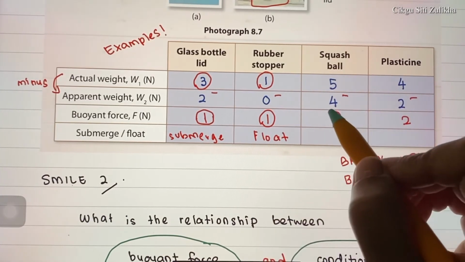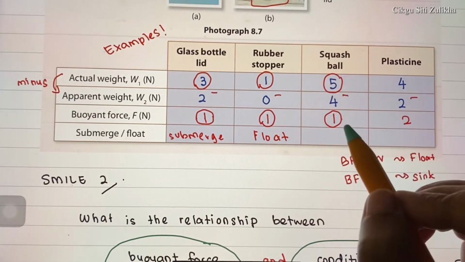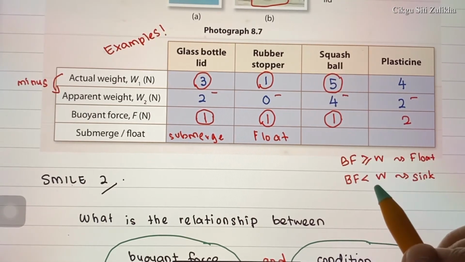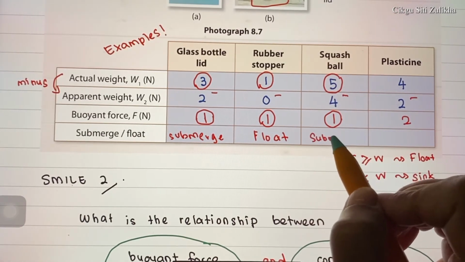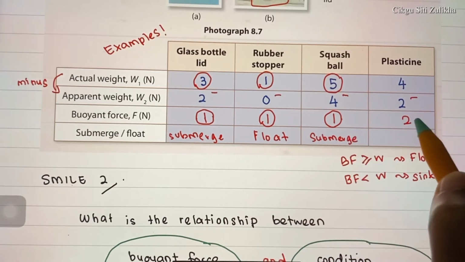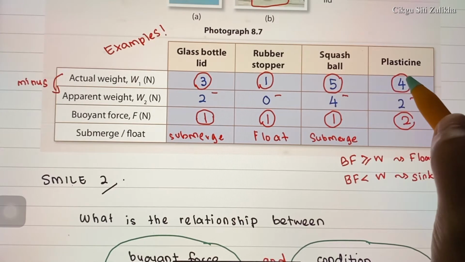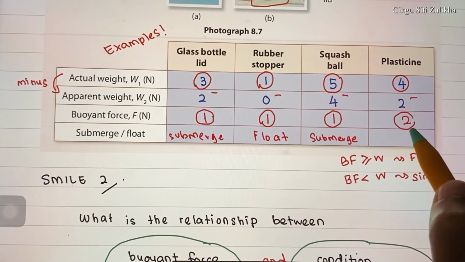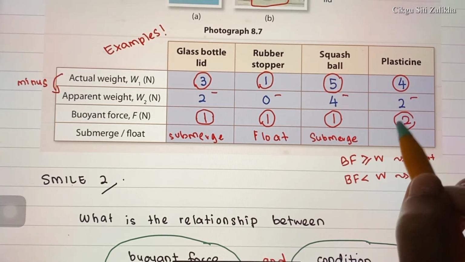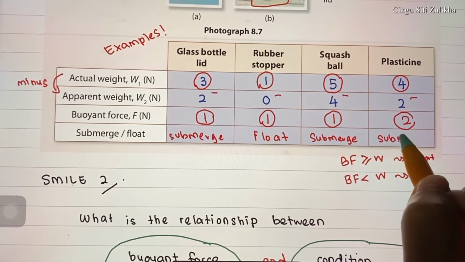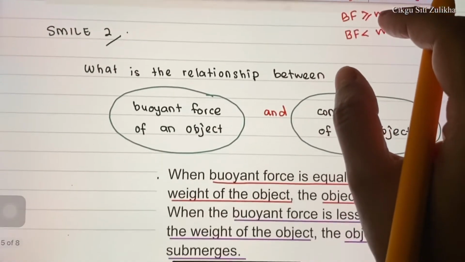Squash ball, buoyant force 1, your weight is 5. So, buoyant force you less. Betul? Maka, the object will submerge. Buoyant force you 2, your actual weight is 4. So, buoyant force less. So, what happened? It also will submerge.